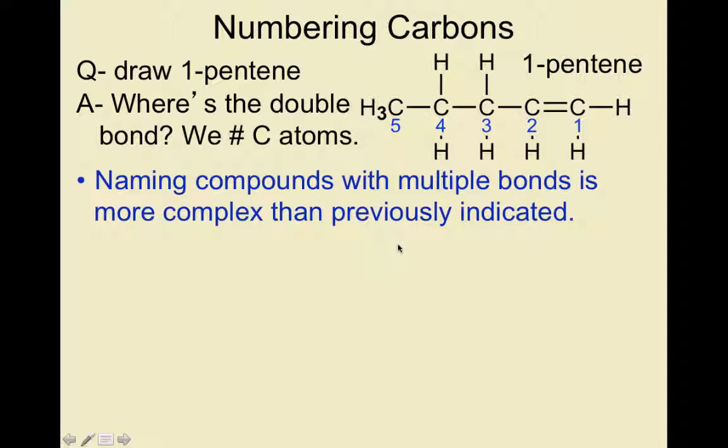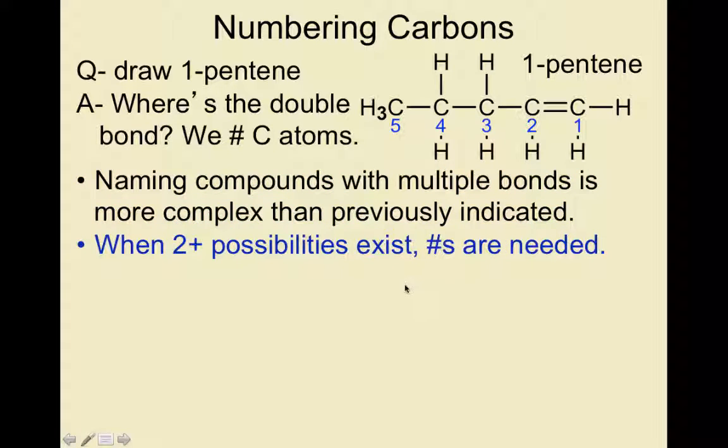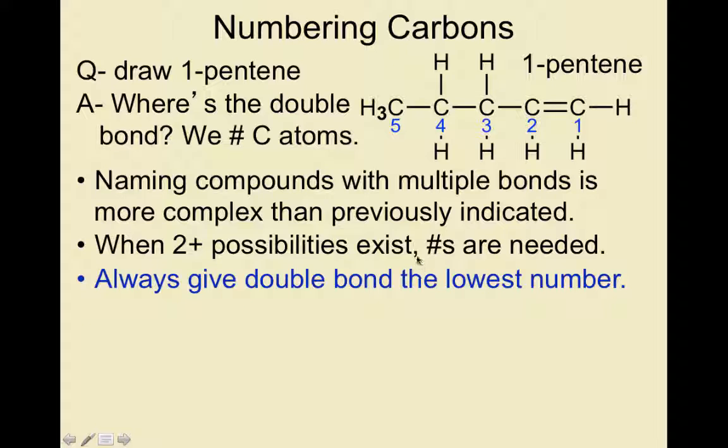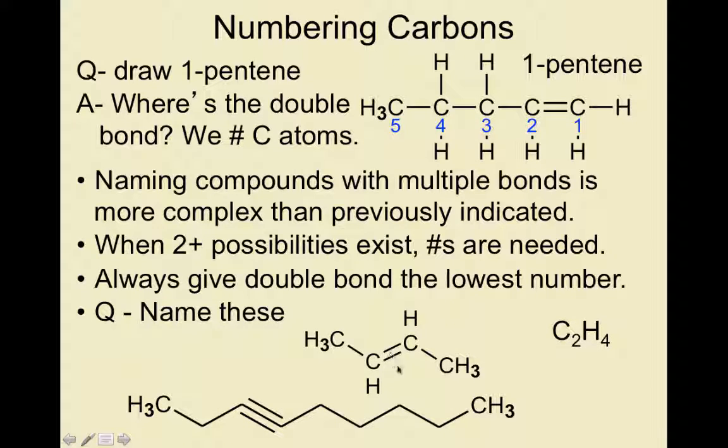So naming compounds with multiple bonds is complex. When there's more than one possibility, we need to use numbers, and we always will give the double bond to the lowest number. So, for example, here we have a 4-carbon chain, and I am identifying here that it's an alkene, so it has to end in -ene. That makes this butene.